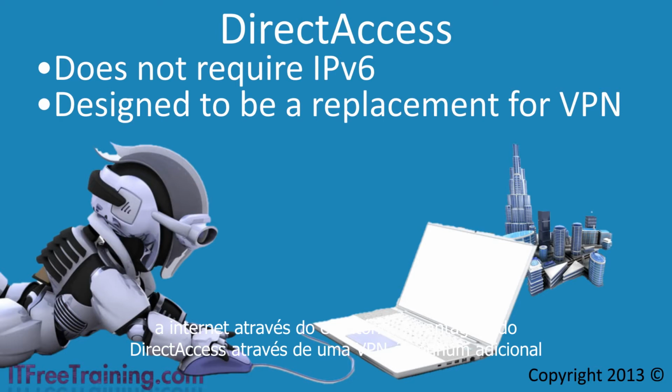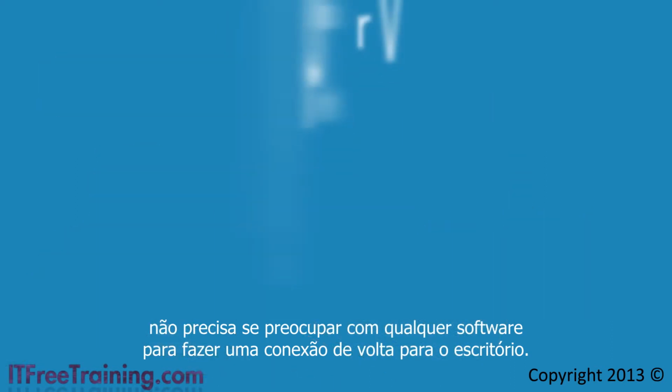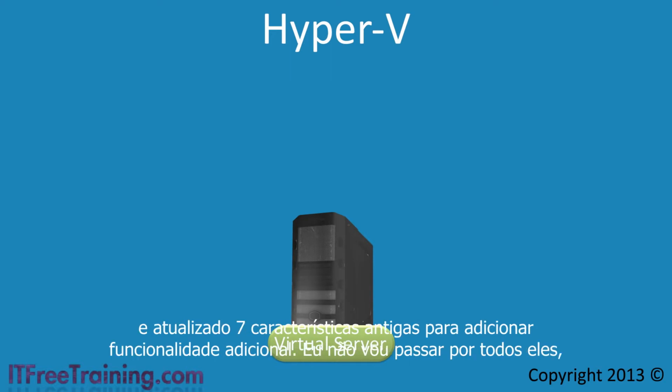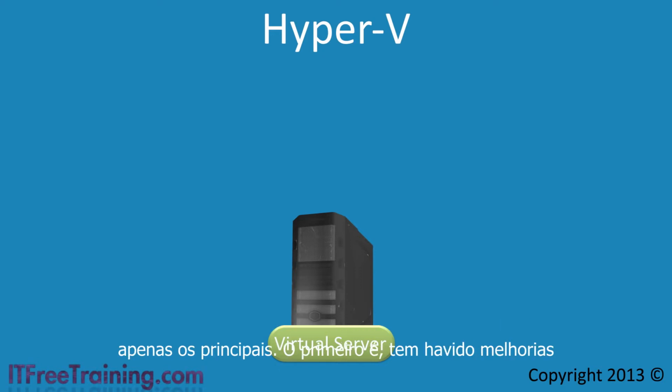The advantage of Direct Access over a VPN is no additional software needs to be configured on their computer in order to get it to work, and the user does not need to worry about running any software to make a connection back to the office. The next set of improvements are with Hyper-V. Microsoft has released 10 features for Hyper-V and updated 7 old features to add additional functionality. I won't go through them all, just the main ones.